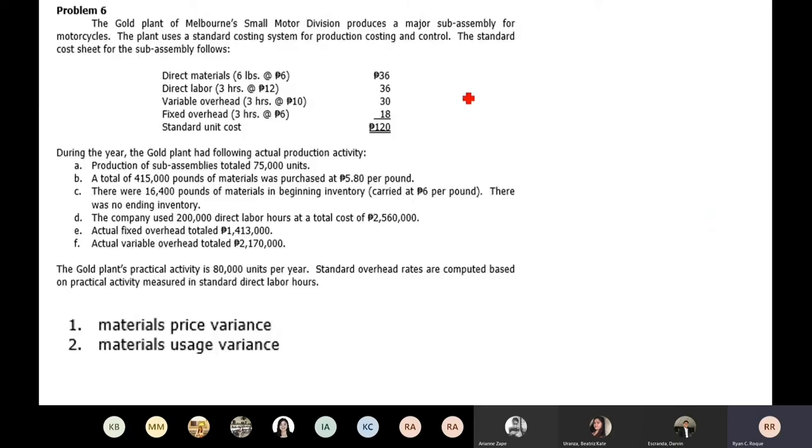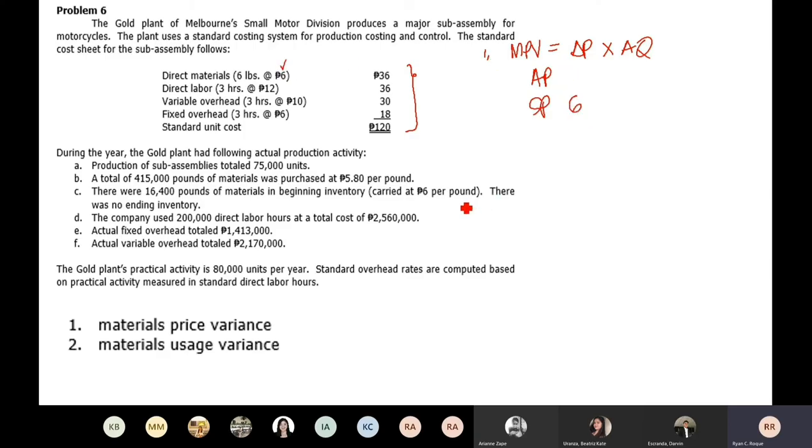Let's just compute for materials price variance. Okay? Hindi muna natin binasa yung problem, basta we just get what we need. Materials price variance is the difference in your price times your actual quantity. Hanapin ang actual price, hanapin ang standard price. So, standard price normally nakaganitong format. So, ang standard price natin ay for materials 6.